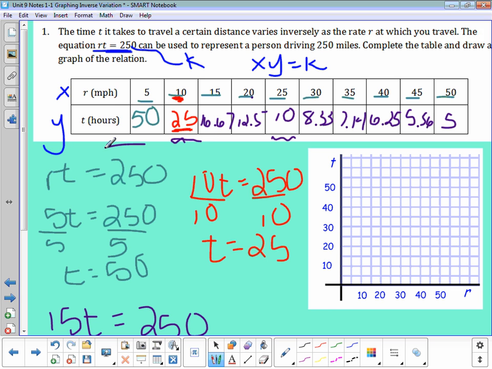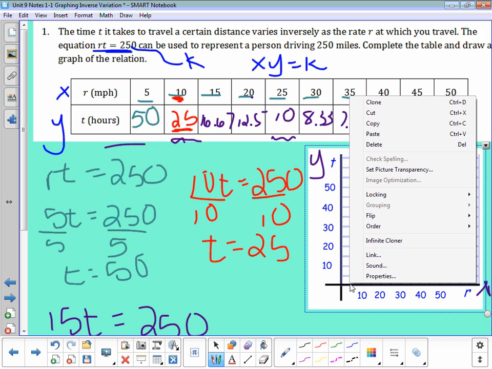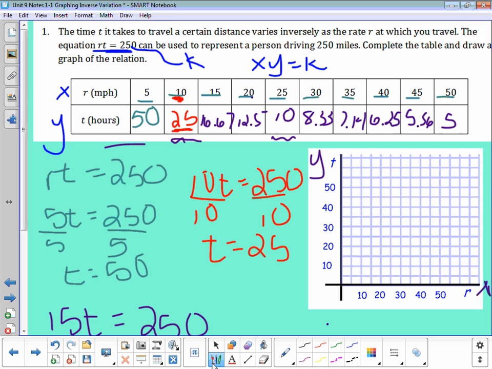So let's start by graphing this point. We're going to go over 5. R is this axis over here, or the x-axis, and this is our y-axis. So we're going over 5, and then we're going up 50. Over 5, up 50, that puts me at this point right there. Then over 10, up 25, that puts me at this point right here.